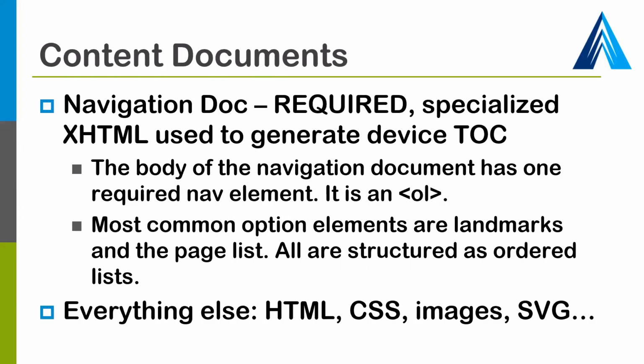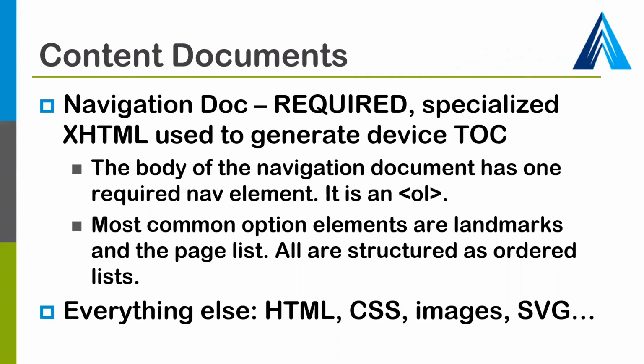Moving on to the next slide, we get to the content documents, which is basically what it is that users will look at. The navigation document is required. It's a very specialized XHTML file used to generate the device table of contents. It's very simple to create. The body of the navigation document has just one required nav element, using the HTML nav element, and it is simply an ordered list of items that would display in your table of contents. There are many optional elements, including landmarks and a page list. All of them are structured as an ordered list.